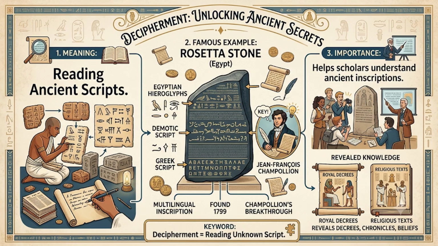Decipherment. Over time, many ancient scripts became difficult to understand. The process of reading and understanding ancient scripts is called decipherment. One famous example is the Rosetta Stone found in Egypt, because it contained the same message in different scripts and languages. Scholars were able to decode ancient Egyptian writing. Without decipherment, many ancient inscriptions would remain a mystery.